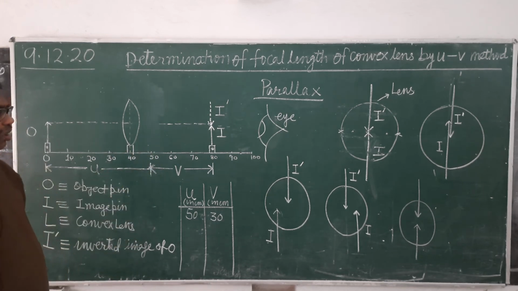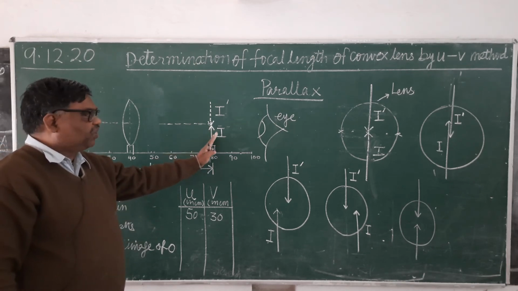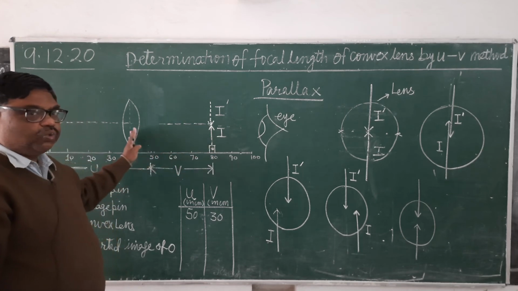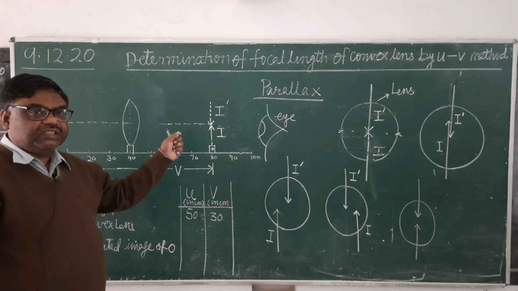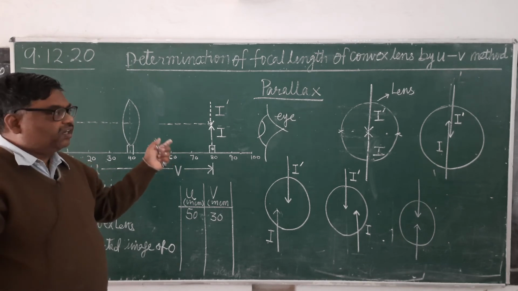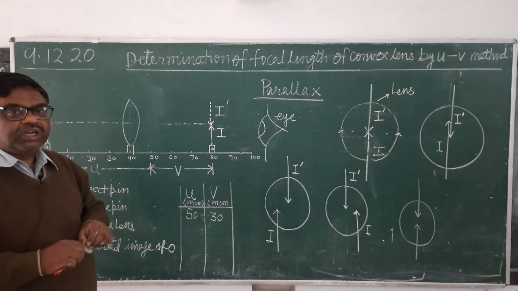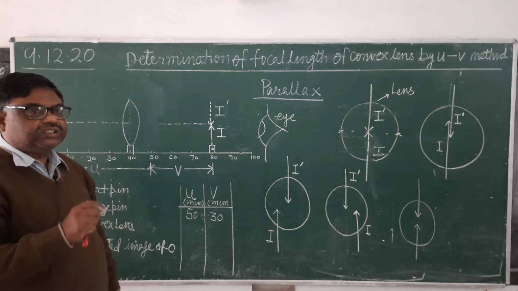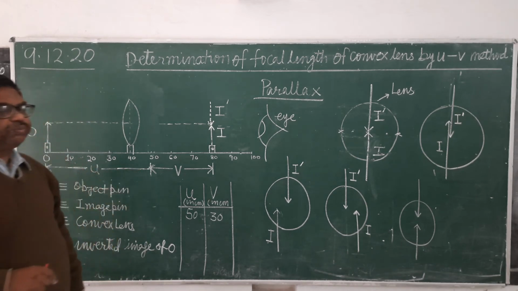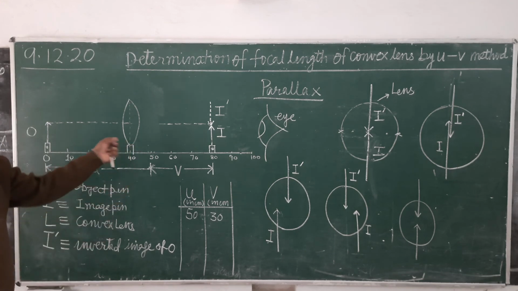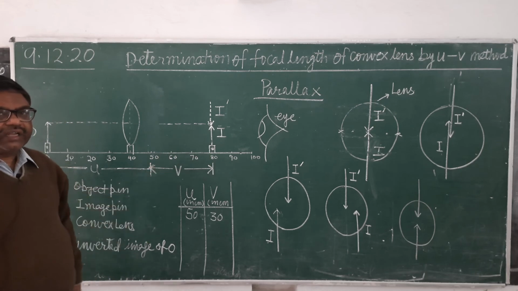How will you remove the parallax? By shifting the image pin either towards the lens or away from the lens. But you will shift it very slowly. You will find that at one instance this separation will be reduced, and it changes very gradually. So for fine adjustment you will displace very slowly, not that it is at 80 and you straightaway bring it to 60. Don't do like that.